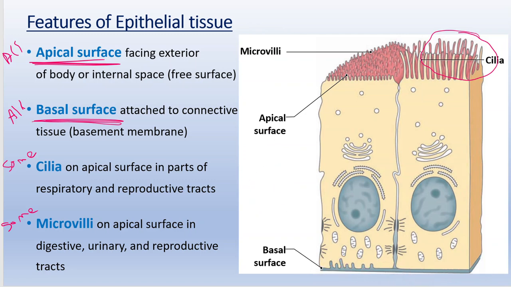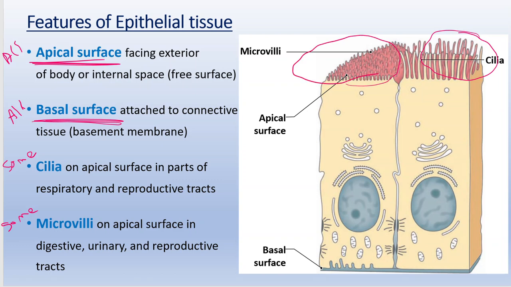Cilia are commonly found in your respiratory tract because the epithelial tissue lining your respiratory tract needs to help remove any possible pathogens from getting into your lungs. Through your nose, through your larynx, and through your trachea, you're going to find a lot of cilia helping to remove pathogens.